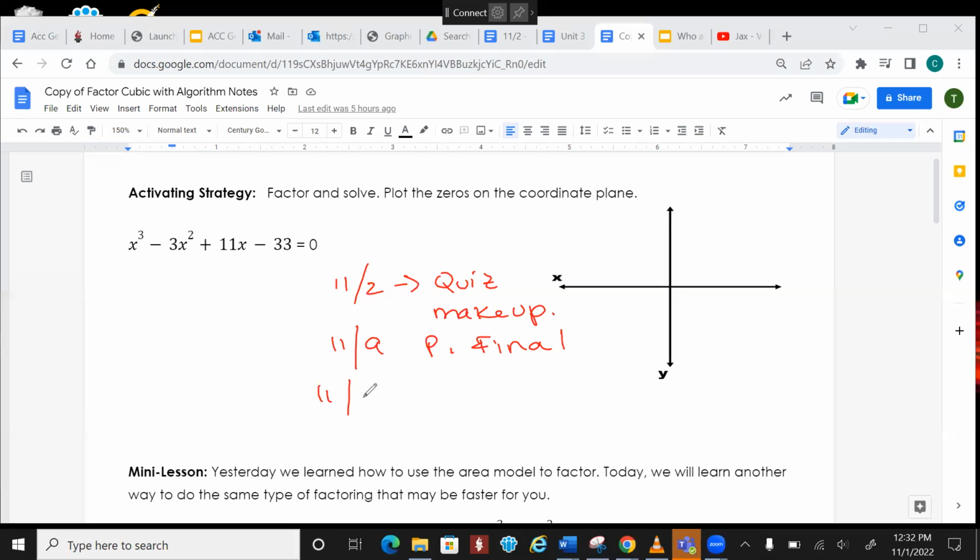On the 14th, you're going to have a CFA over all of this material. On the 16th, we'll take our Unit 3 test. And then we'll go to Thanksgiving break. Does that make sense? Are there any questions about what the schedule is? If you want to bring up your grade, this is how you do it. Do well on these 4 things.